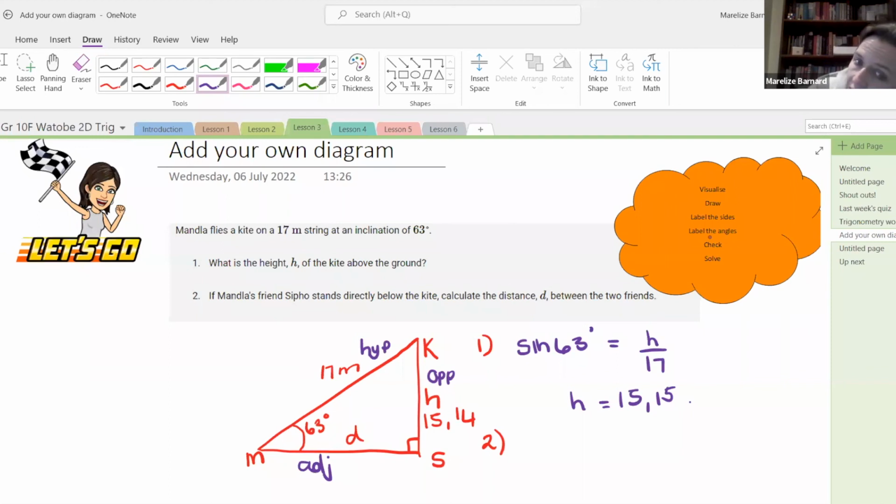Okay, and now the adjacent side. I use trig because trig is so much quicker than Pythagoras. So adjacent over hypotenuse. Again, the adjacent side is not known, so we pair it up with a known side. So it's going to be cos of 63 is d over 17, and we times by 17 on both sides. So 17 times cos 63, and I get 7.72. Yes, many of you agree with me.